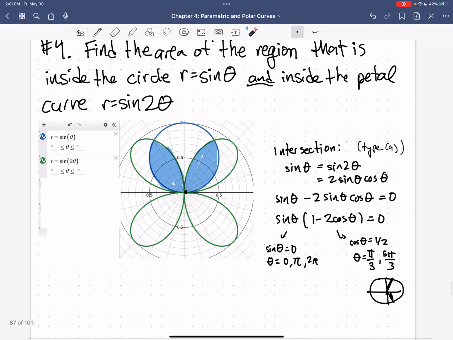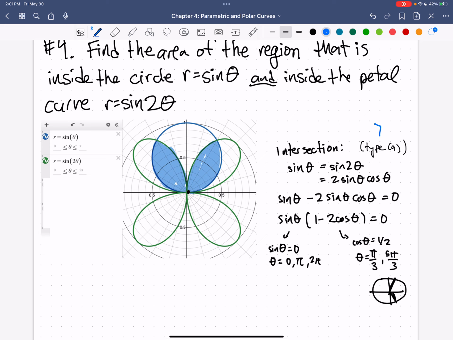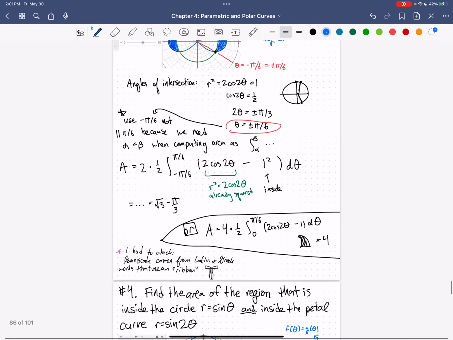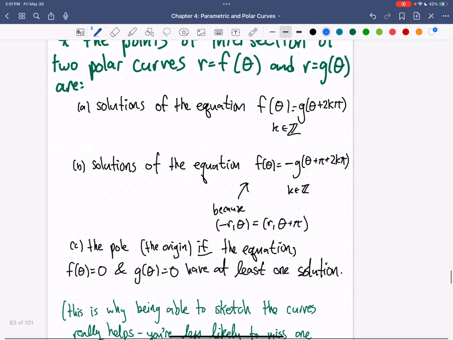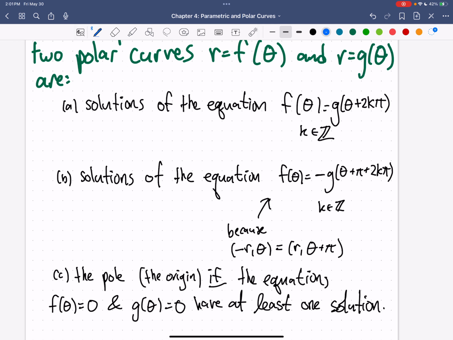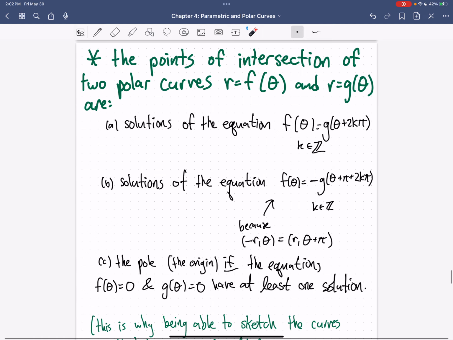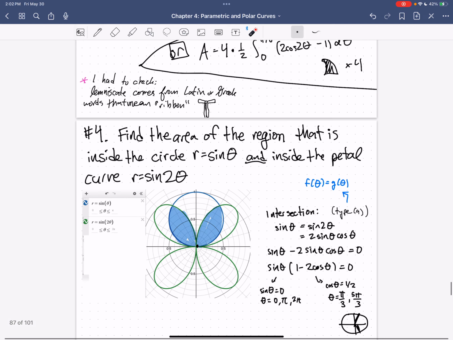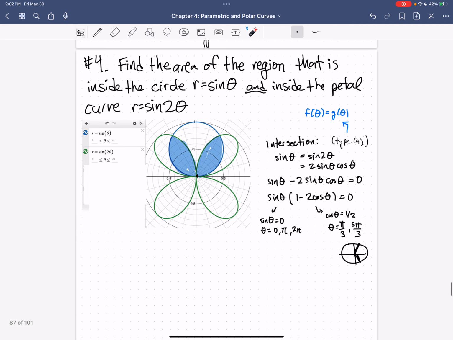To start off with, let's find the intersection points of the curve. I've started off just by finding the intersections of type A, meaning f of theta is equal to g of theta. But we did see in class that there are different types of intersections that we can have. So this is the type A, where we're just setting the functions directly equal to each other, plus multiples of 2 pi. But then we can also have the type where we use the property of polar curves, where negative r theta is equal to r theta plus pi. We have to consider those types, and then also where they go through the origin. So it's a little tricky, but we can get this, especially if we're given the graph.